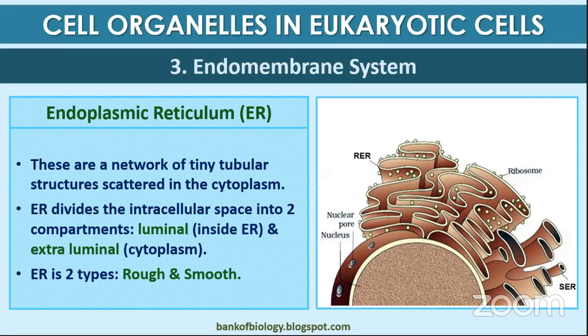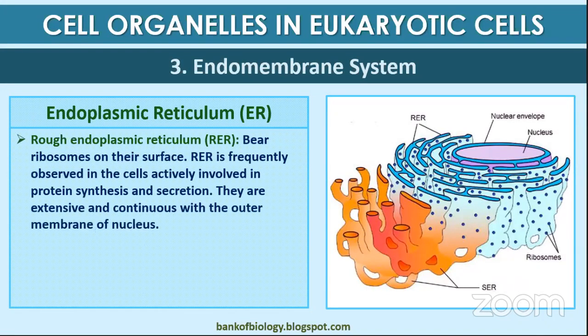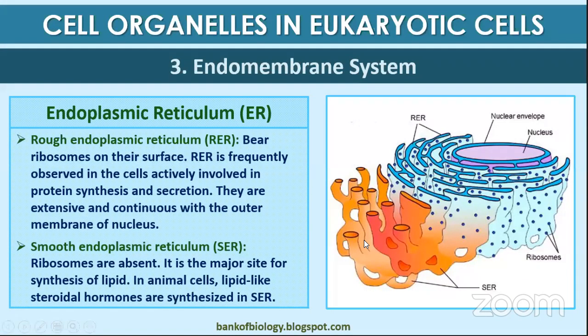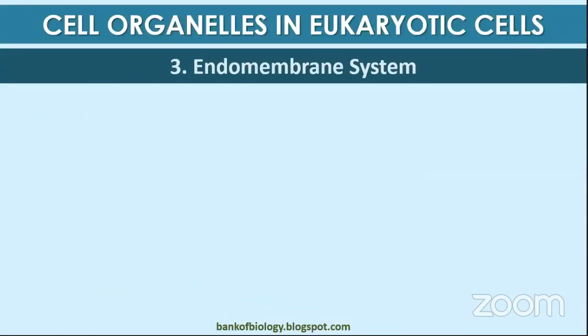So there are two types of endoplasmic reticulum. One is rough endoplasmic reticulum, the other is smooth endoplasmic reticulum. Rough endoplasmic reticulum is involved with protein synthesis and secretion, whereas the smooth endoplasmic reticulum is involved with lipid formation, especially steroid hormones. So we'll go to the next one.